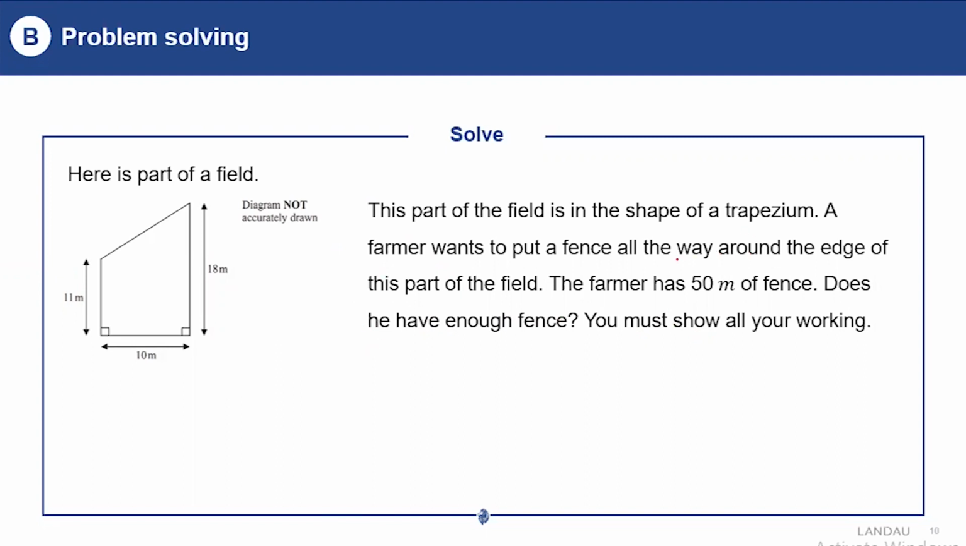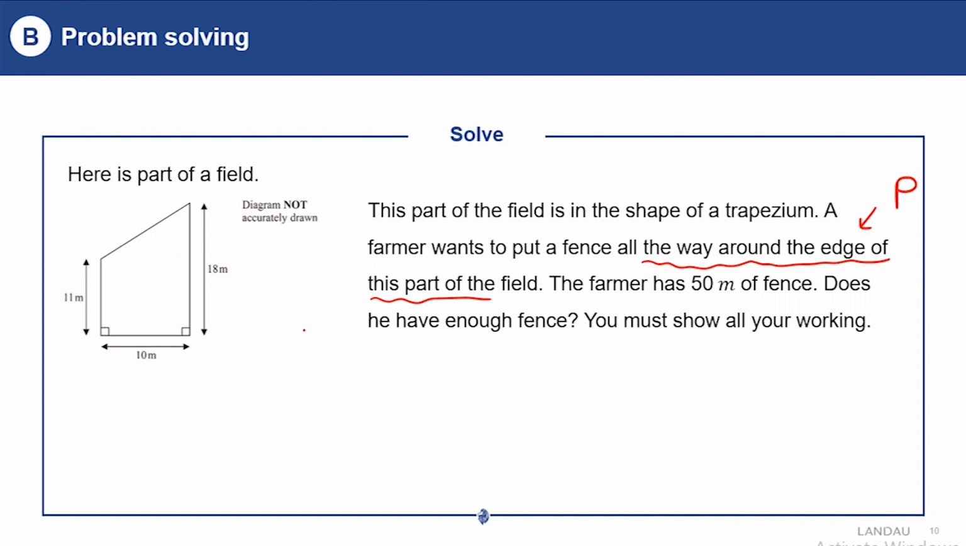So firstly, look at this sentence. It says all the way around the edge. If you are talking about around the part, around the field, in this case we are talking about perimeter. So which means if you want to find this fence is enough or not, firstly we need to work out the perimeter of the shape.